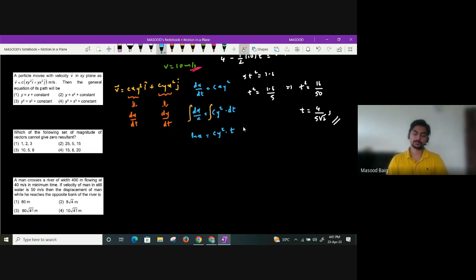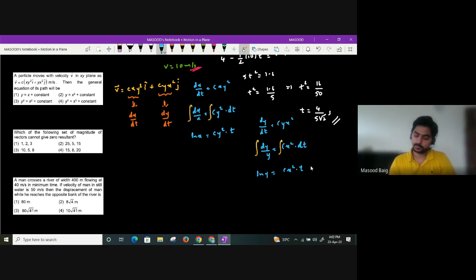In the same manner, dy by dt I can write as cyx square. So what will I get? dy by y as cx square into dt you will get actually. Differentiation is there. Again, if you want to remove differentiation, you'll apply integration. What are we going to get? ln y value will be c into x square into t. One we got c into y square into t, other we got c into x square into t, guys.